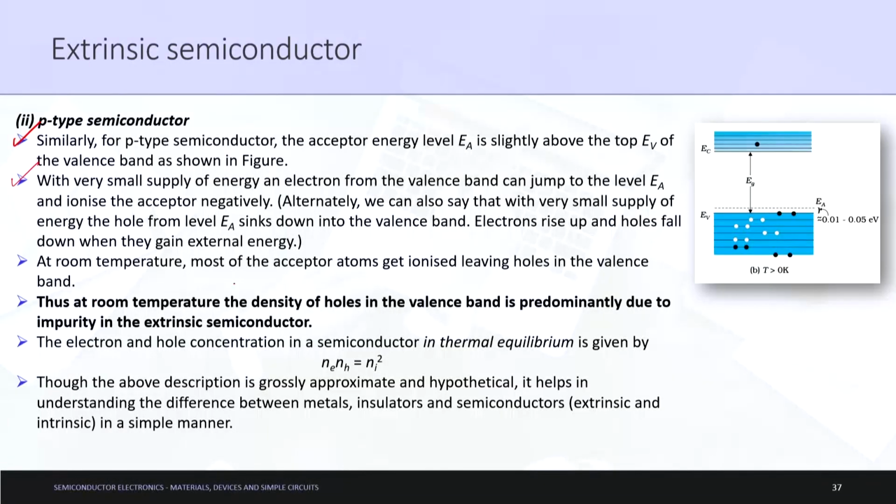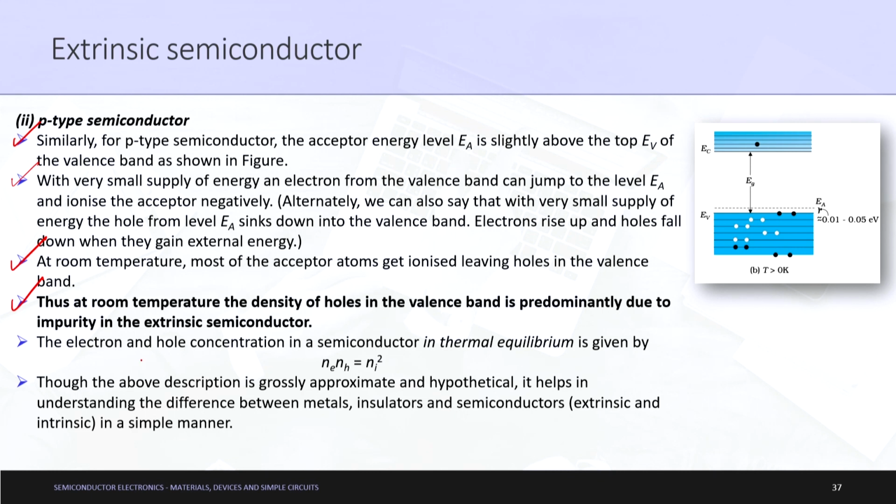At room temperature, most of the acceptor atoms get ionized, leaving holes in the valence band. Just the opposite is happening here. Most of the acceptor atoms get ionized, leaving holes in the valence band, so as you can see, holes are left in the valence band. Thus, at room temperature, the density of holes in the valence band is predominantly due to the impurity in the extrinsic semiconductor. So, majority carrier concentration takes charge here.